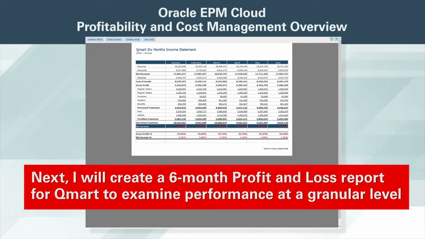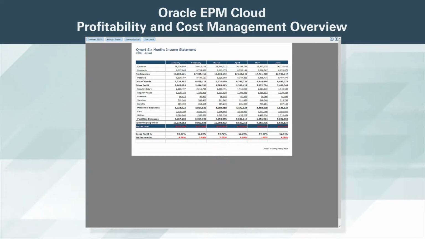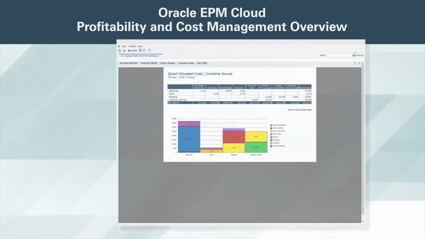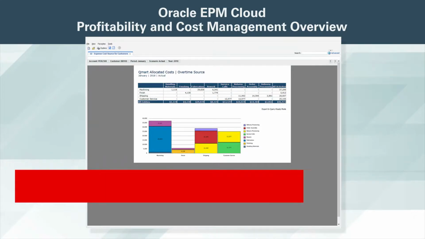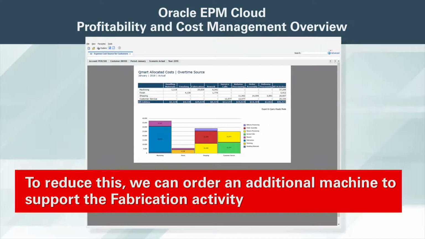Next, I will create a 6-month profit and loss report for Qmart to examine performance at a granular level. I can see that overtime is about $50,000 higher in the earlier months. I can further drill down on the overtime value for January to view the source of the allocated costs. We can see here that machining is the largest source of overtime. To reduce this, we can order an additional machine to support the fabrication activity.